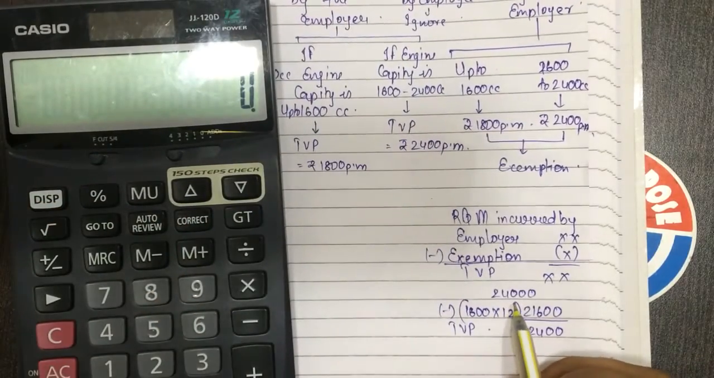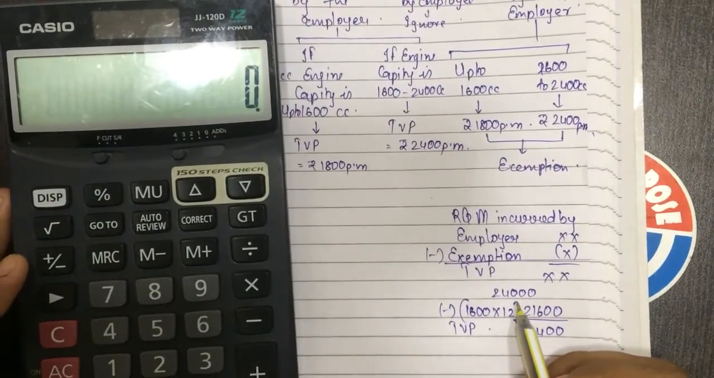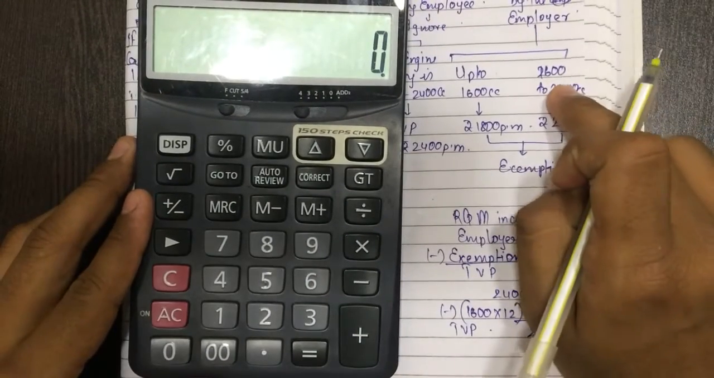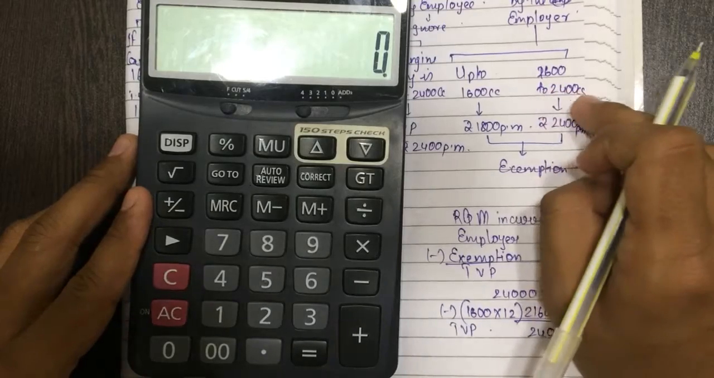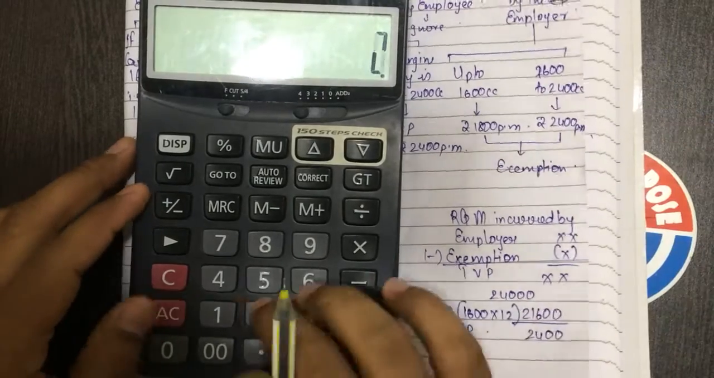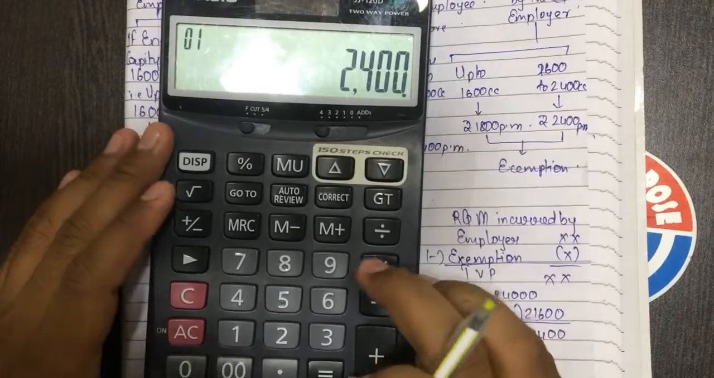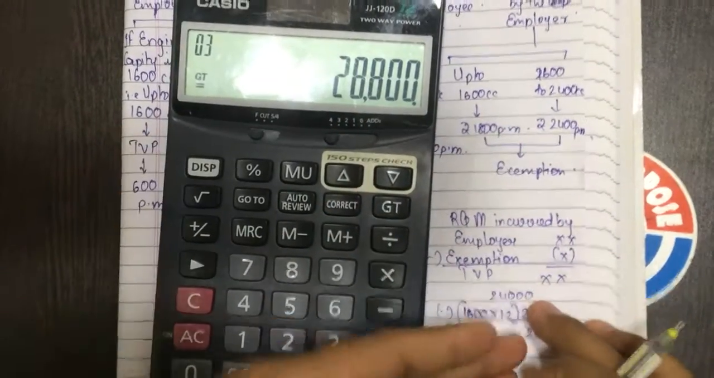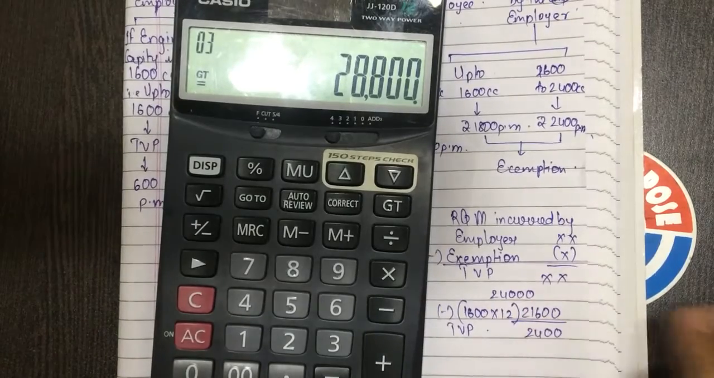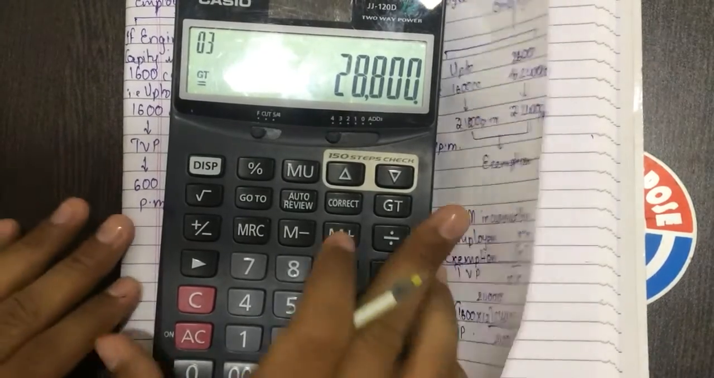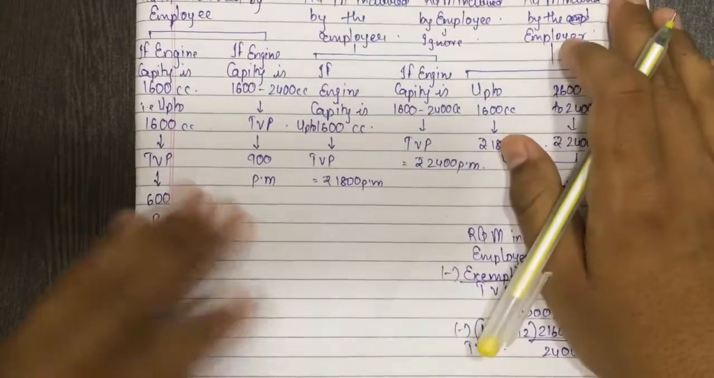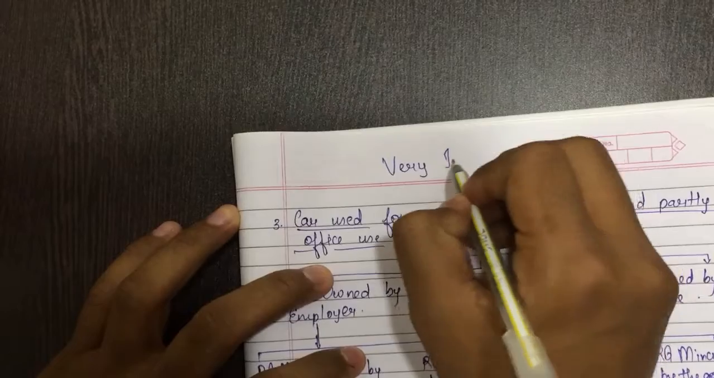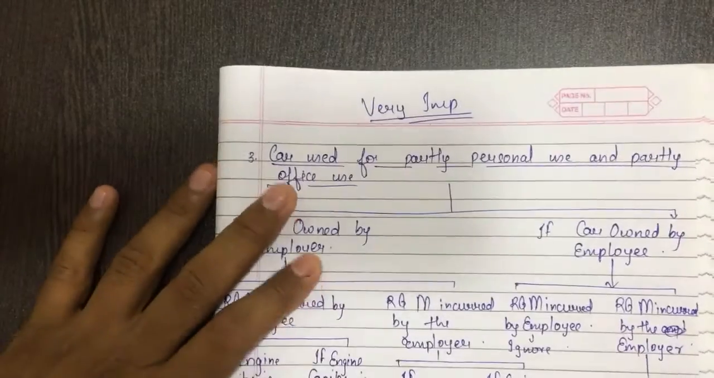Similarly, if 24,000 expenses were incurred by the employer and the engine cubic capacity was more than 1600 to 2400 cc, then 2400 into 12, that is 28,800, would have been exempt. Therefore the entire amount of 24,000 would have been exempt, so the taxable value of perquisite would have been 0. I hope this was quite lengthy. This is very important, please write very important, because there are many sums on this in salary.